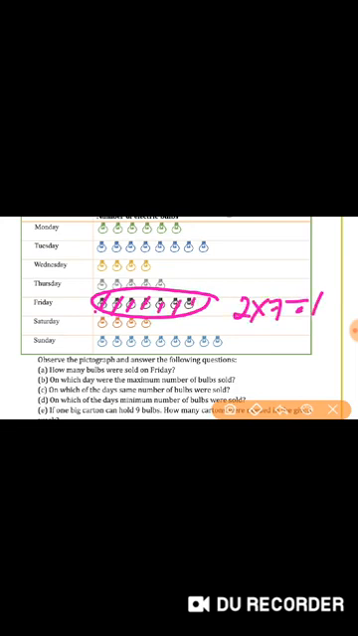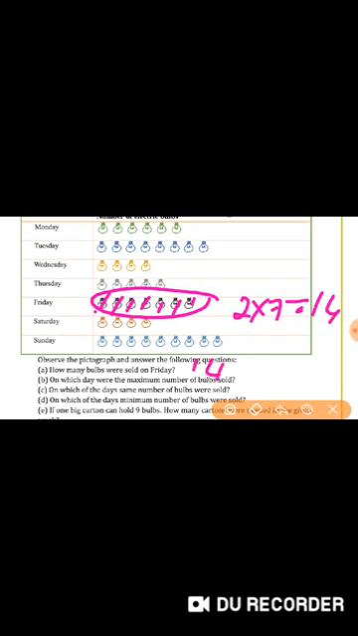Now go for the question. How many bulbs were sold on a Friday? So Friday sold, how much? 1, 2, 3, 4, 5, 6, 7 are there. So 2 into 7, how much? 14. So 14 they sold.